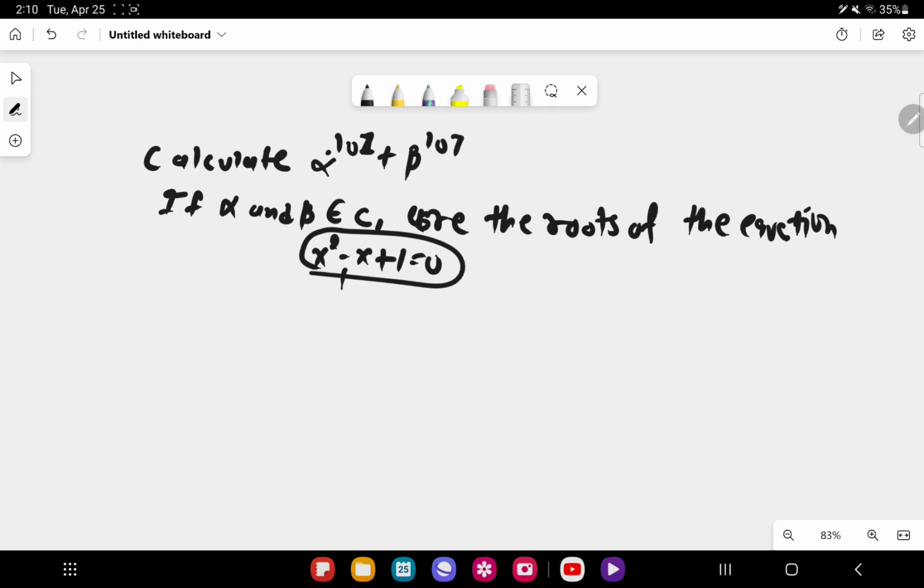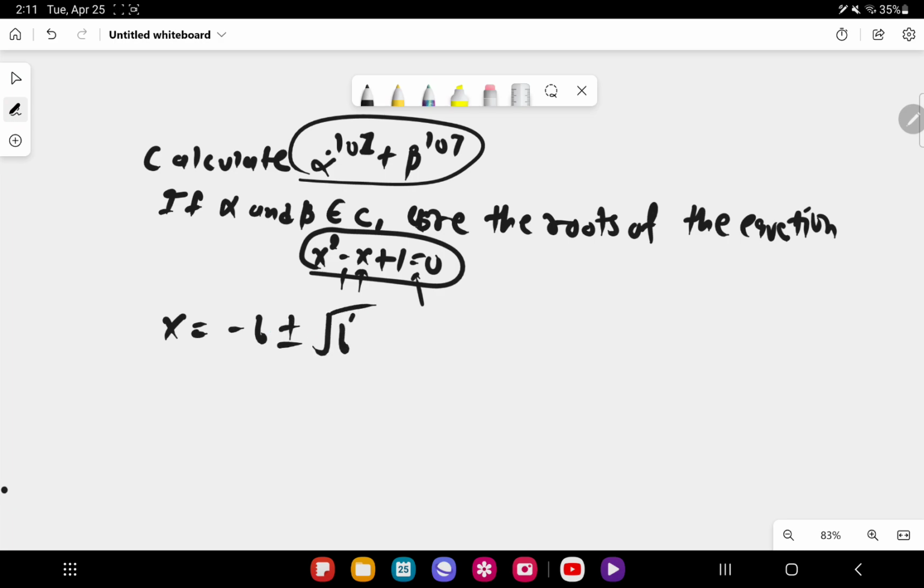Now, in order to calculate the value of this expression, we first need to determine the roots of this equation, and in order to determine the roots of this equation we need to recall the quadratic formula, which is x is equal to minus b plus or minus square root of b square minus 4ac over 2a, where b is equal to minus 1, a is equal to 1, and c is also equal to 1.